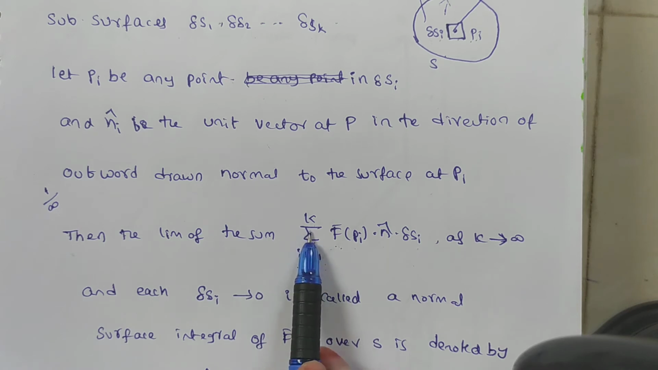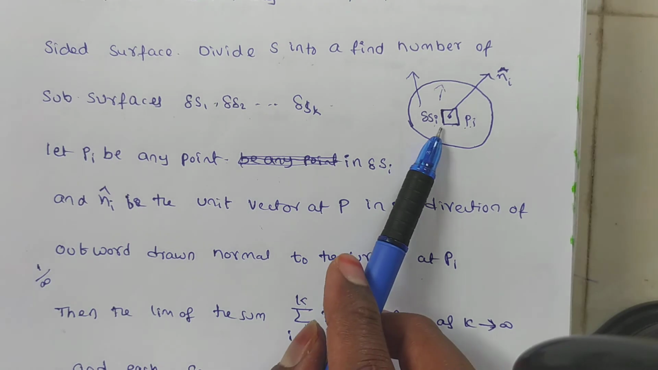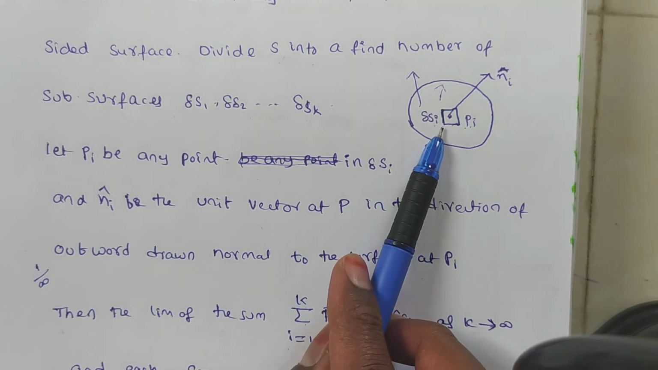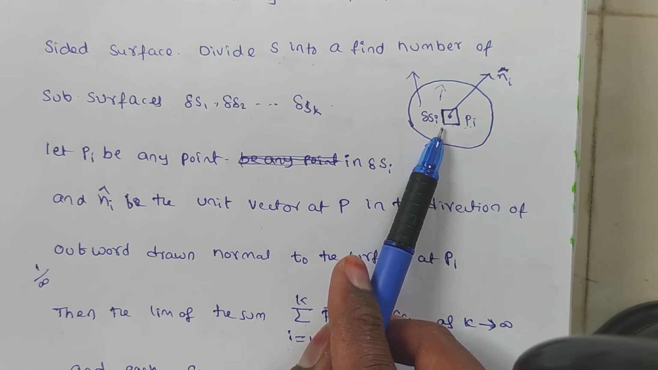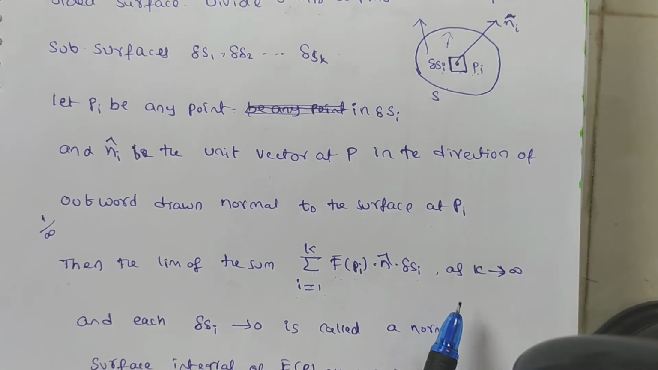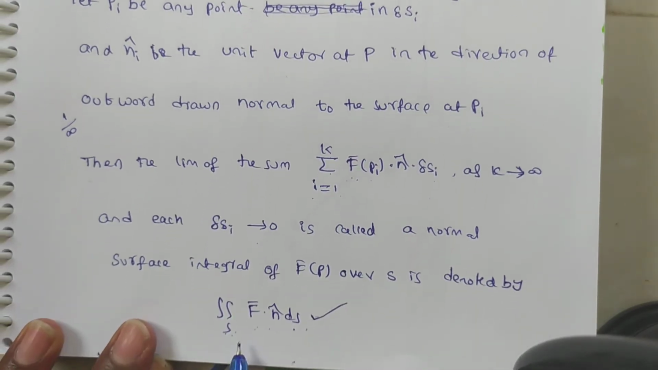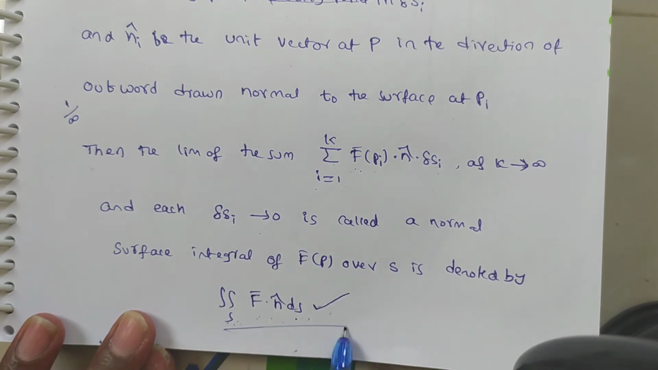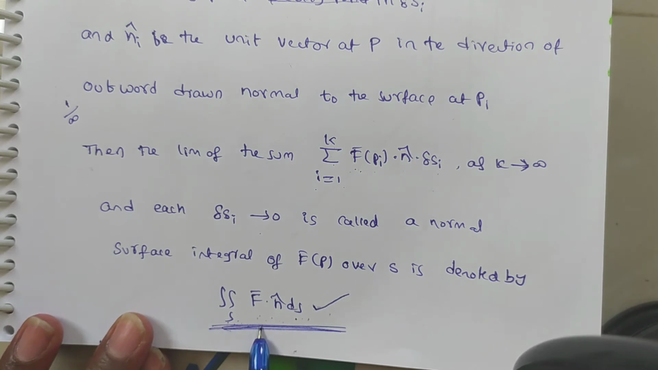If k is infinite, then what will happen? By observation you can say 1, 2, maximum 10 parts for this figure. But if you divide it into more parts, like milli, micro, nano, then finally the surface pieces will tend to 0. As k tends to infinity, delta S goes to 0. Then this limiting sum becomes the double integral over S of F bar dot n bar dS. That's it. This is the surface integral formula.